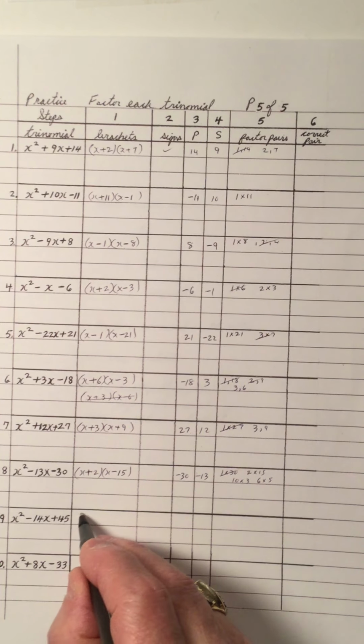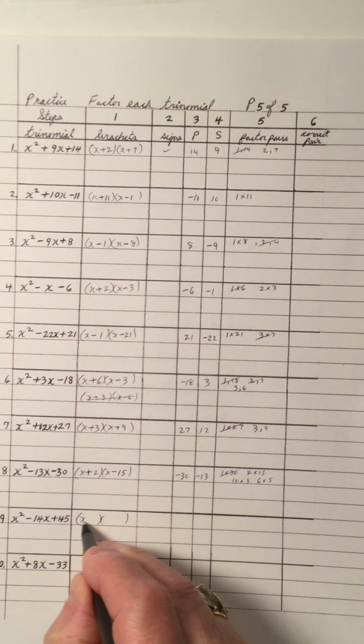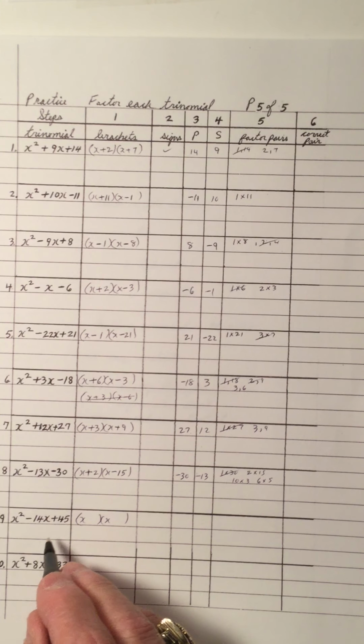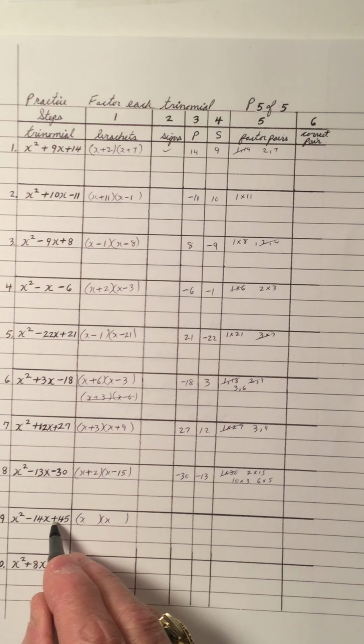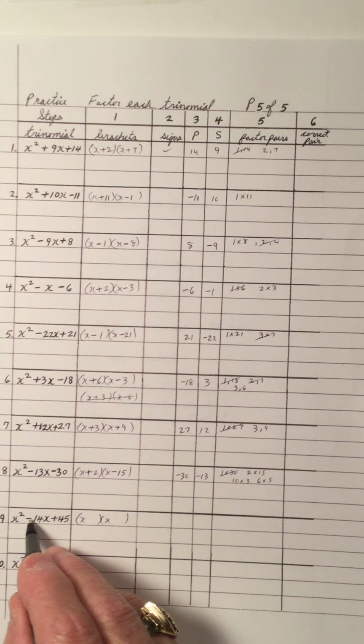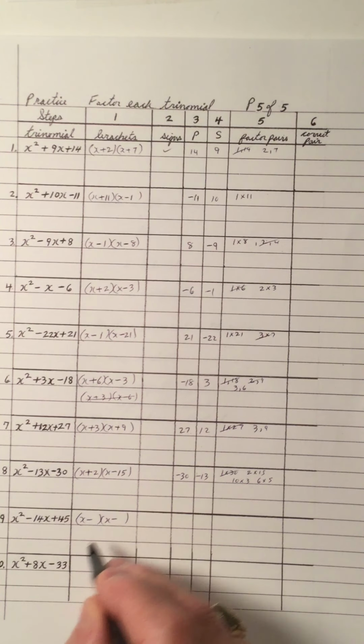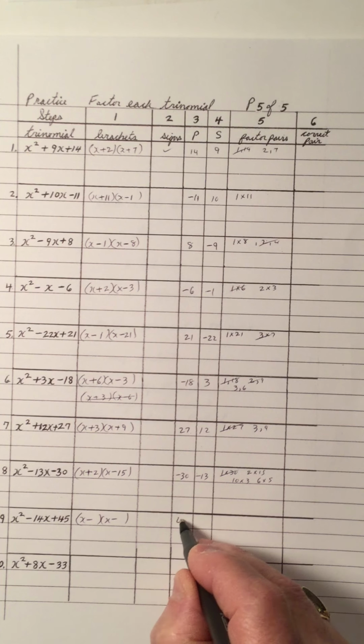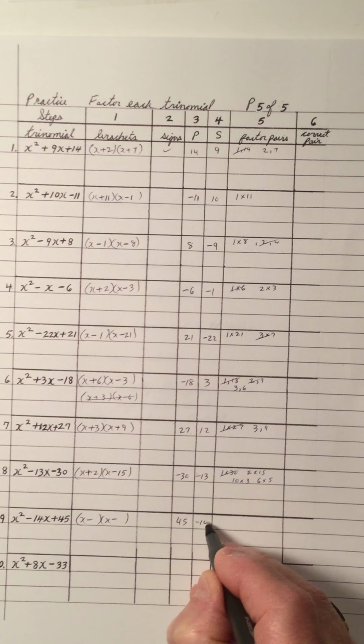Number 9, double bracket. We got an x and an x, gives us x squared. Ends in a plus. Product is positive. So we got 2 of the middle terms. So we got 2 minuses. So the product is 45. The sum is negative 14.